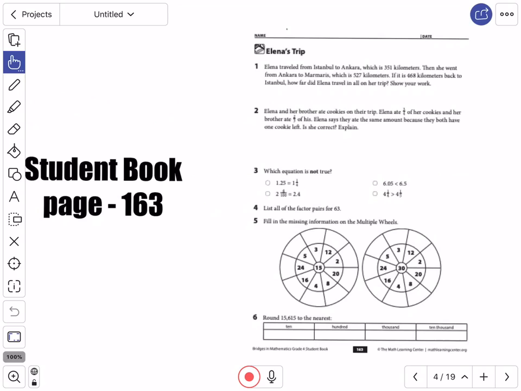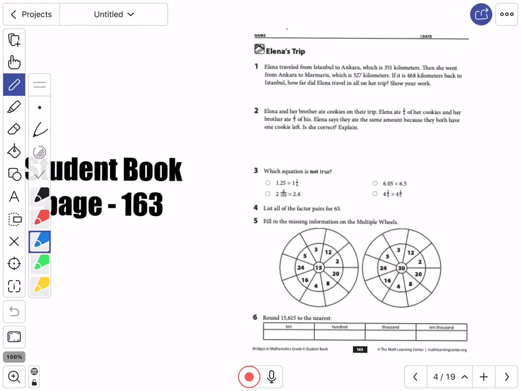We're going to start by looking at student book page 163. This is just to recall prior knowledge, okay? So I'm going to go ahead and read the first problem. It says that Elena traveled from Istanbul to Ankara, which is 351 kilometers. Then she went from Ankara to Marmaris, which is 527 kilometers. If it is 468 kilometers back to Istanbul, how far did Elena travel in all on her trip?